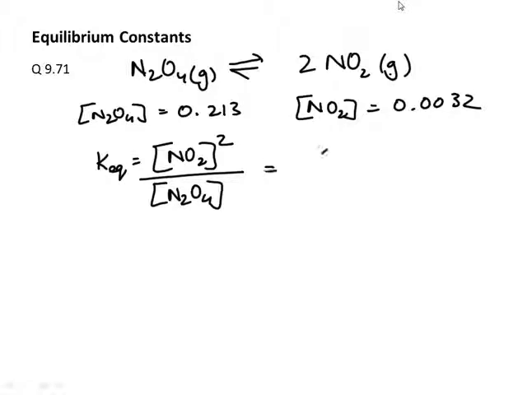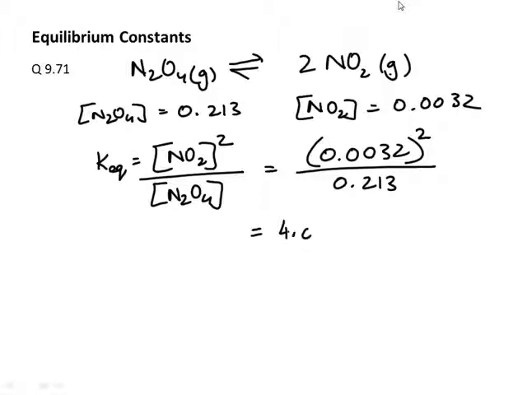If you plug in the numbers, 0.0032 squared divided by 0.213. Okay, so let's calculate this out. 0.0032 squared divided by 0.213, and I get the answer as, and significant figures should be in two significant figures, so I get 4.8 times 10 raised to minus 5 as the equilibrium constant for this question.